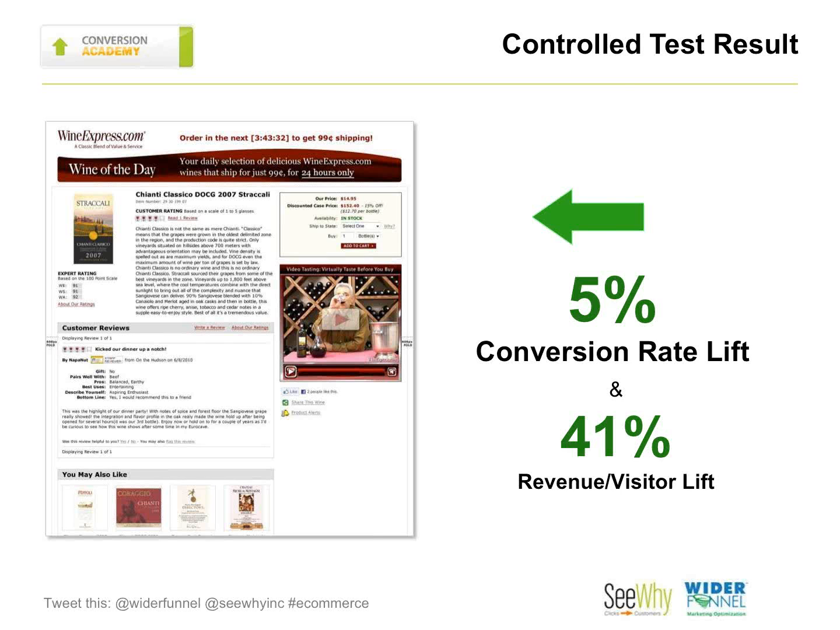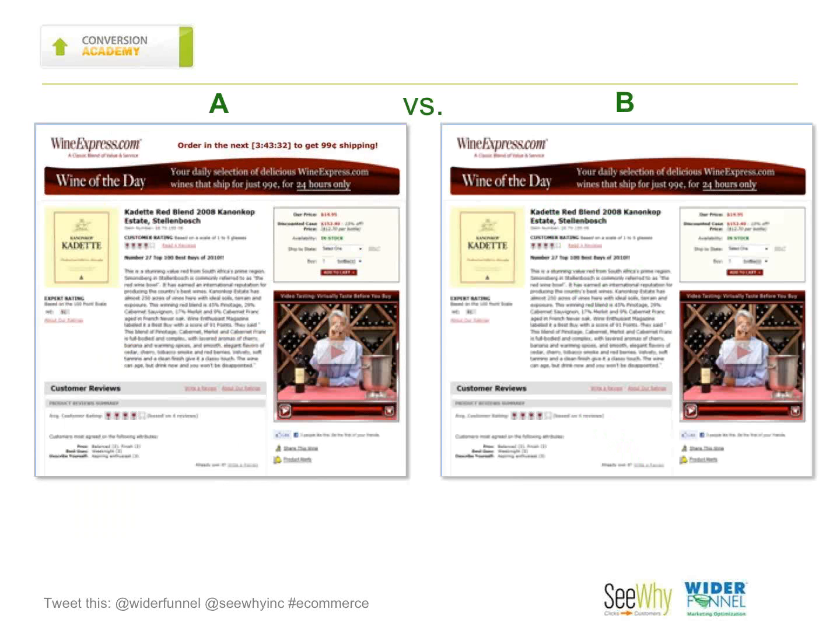So now we have another variation where this is an isolation of an urgency section. Variation A, we have a countdown timer. It says order in the next however many hours, minutes, and seconds to get 99-cent shipping, which is the special offer for the wine of the day. Variation B does not have that section.